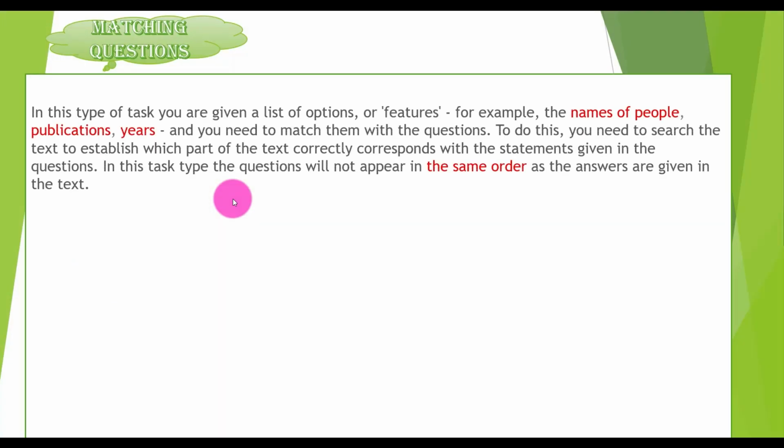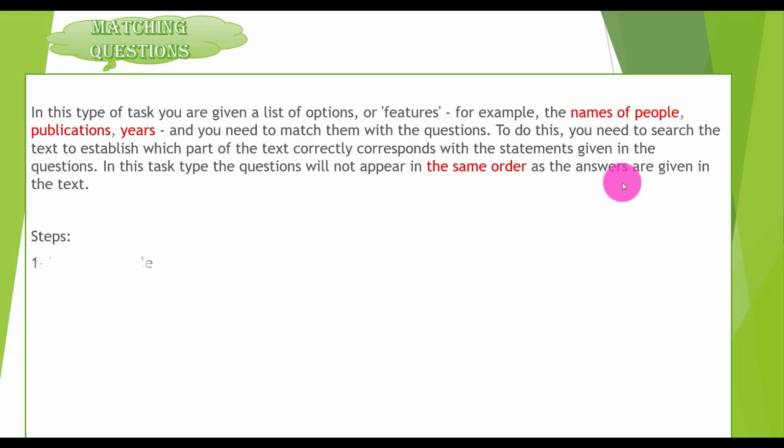Matching questions. In this type of task, you are given a list of options or features, for example, the names of the people, or publications, or years, and you need to match them with the questions. To do this, you need to search the text to establish which part of the text correctly corresponds with the statements given in the questions. In this task type, the questions will not appear in the same order. It's really important, and the answers are given in the text.